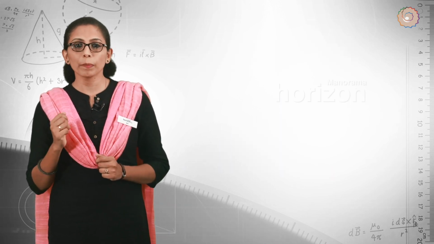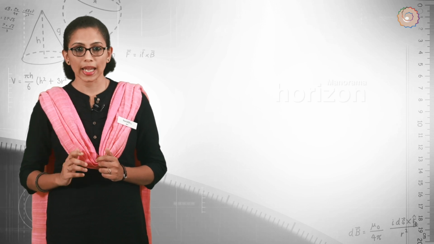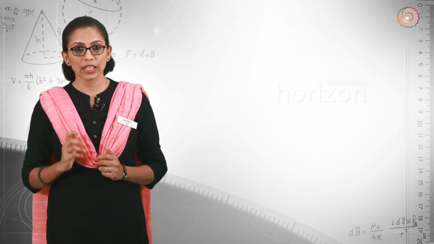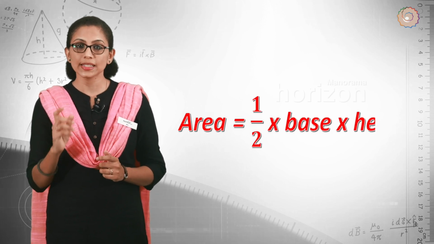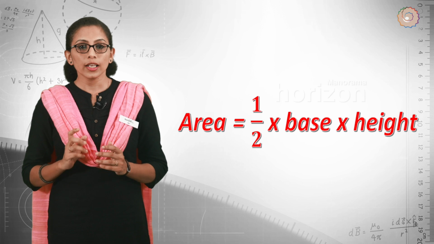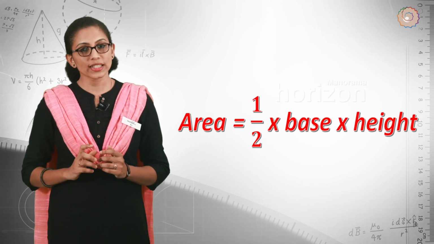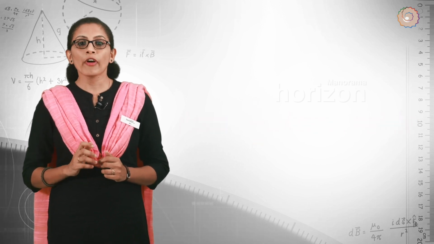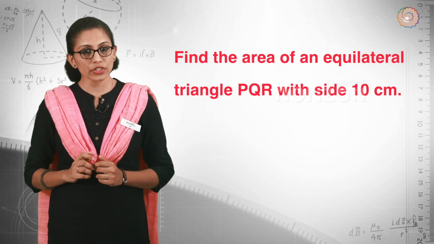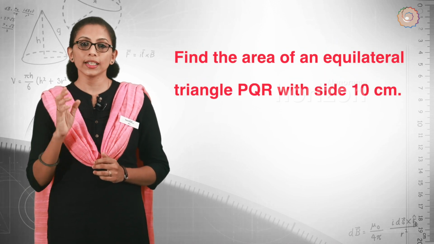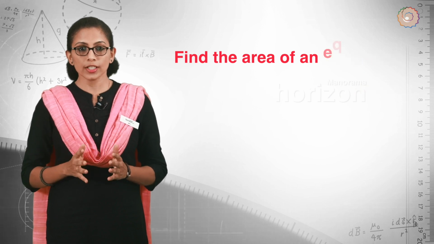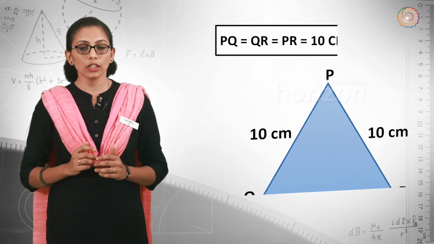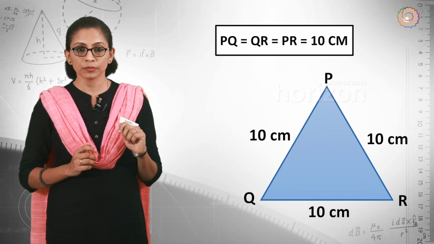Generally, we use the basic formula to find the area of a triangle, which is given by area is equal to half into base into height. Let's solve one problem using this equation. Find the area of an equilateral triangle PQR with side 10 cm. Let's see the solution. First, draw an equilateral triangle with side 10 cm.